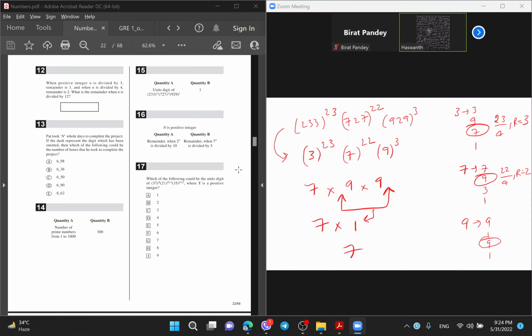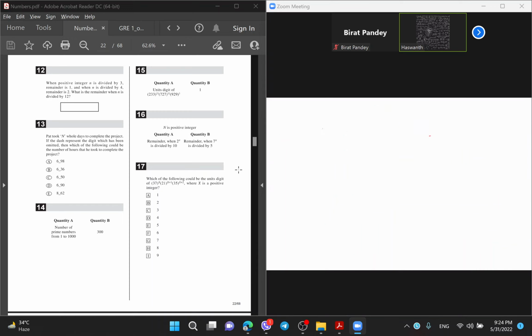Then 7 into 9 into 9. Instead of multiplying, I am taking 2 at a time and further simplifying it, only considering units digit. 9 into 9, 81 will end in 1. Then 1 into 7 will end in 7. Final units digit is 7, whereas quantity B is 1. We say A is greater. So finding units digit, you must be very comfortable with. Then we can look at some other conceptual problems.